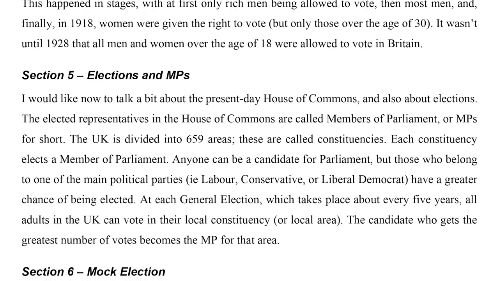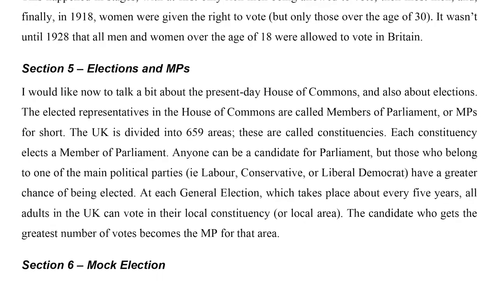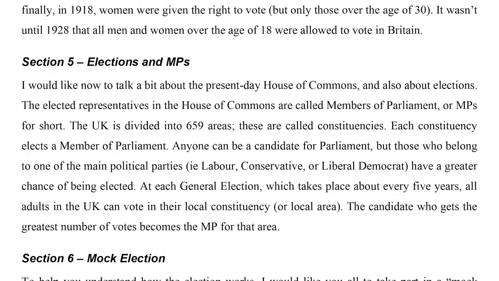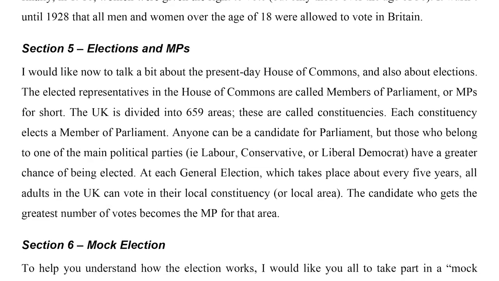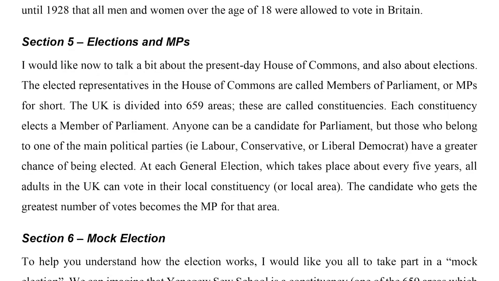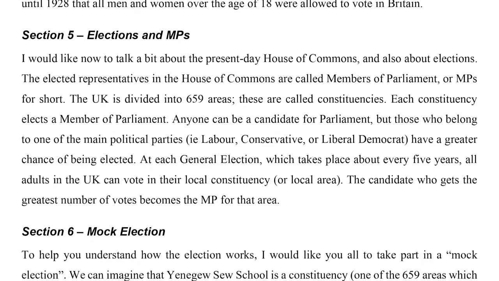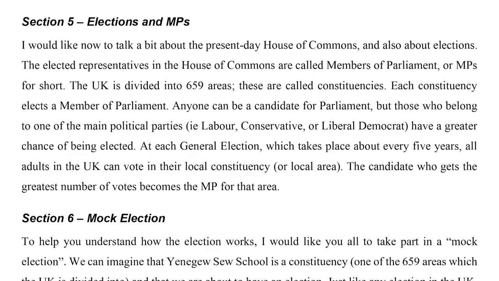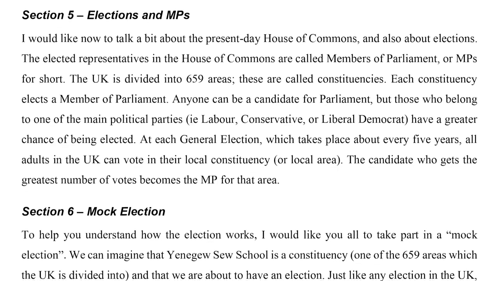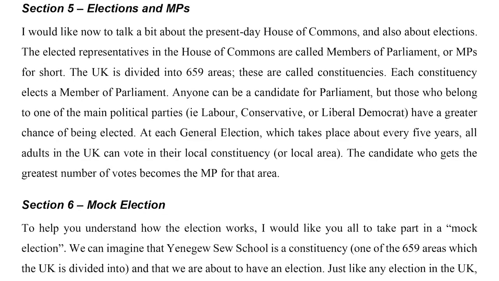Section 5, Elections and MPs. I would like now to talk a bit about the present-day House of Commons and also about elections. The elected representatives in the House of Commons are called Members of Parliament, or MPs for short. The UK is divided into 659 areas. These are called constituencies. Each constituency elects a member of Parliament.